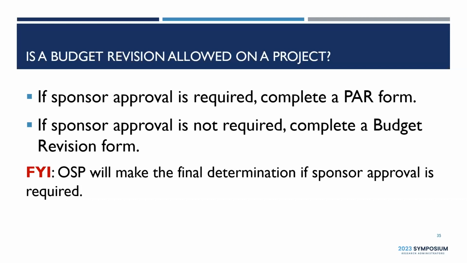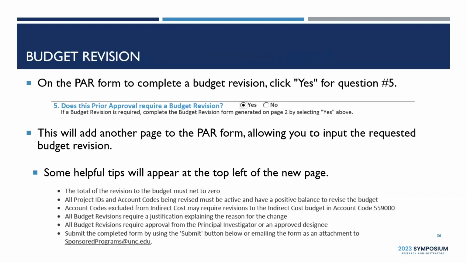It's a little tricky because there's two forms. If sponsor approval is required to do the budget revision, you're going to want to complete the prior approval form, the form we talked about at the beginning. If sponsor prior approval is not needed, then you can just fill out a separate budget revision form, also on the website. Again, OSP is always going to be checking the award and the guidelines, so it could happen that you might not think you need sponsor prior approval, but OSP might say, actually, we do need it. We need you to fill out the PAR form with your budget revision.